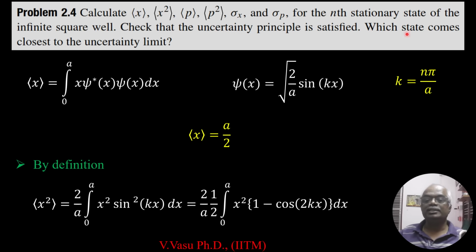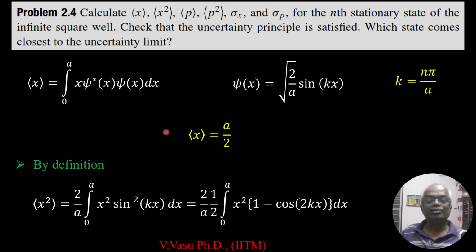Which state comes closest to the uncertainty limit? First, we will find the expectation value of x. By definition, it is equal to the integral from 0 to a of x psi star psi dx, where psi of x is equal to square root of 2 over a sine kx, where k is equal to n pi over a.